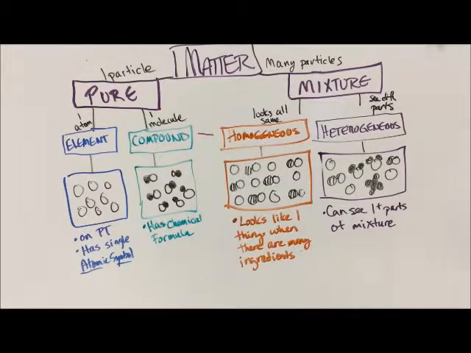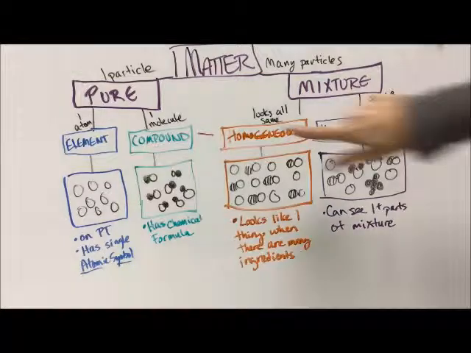So, two types of matter, pure and mixed. Within each of those, we also have two separations as well. This is a good thing to probably write down in your notes somewhere if you're studying. Make sure that you know the separation of the different types of matter.